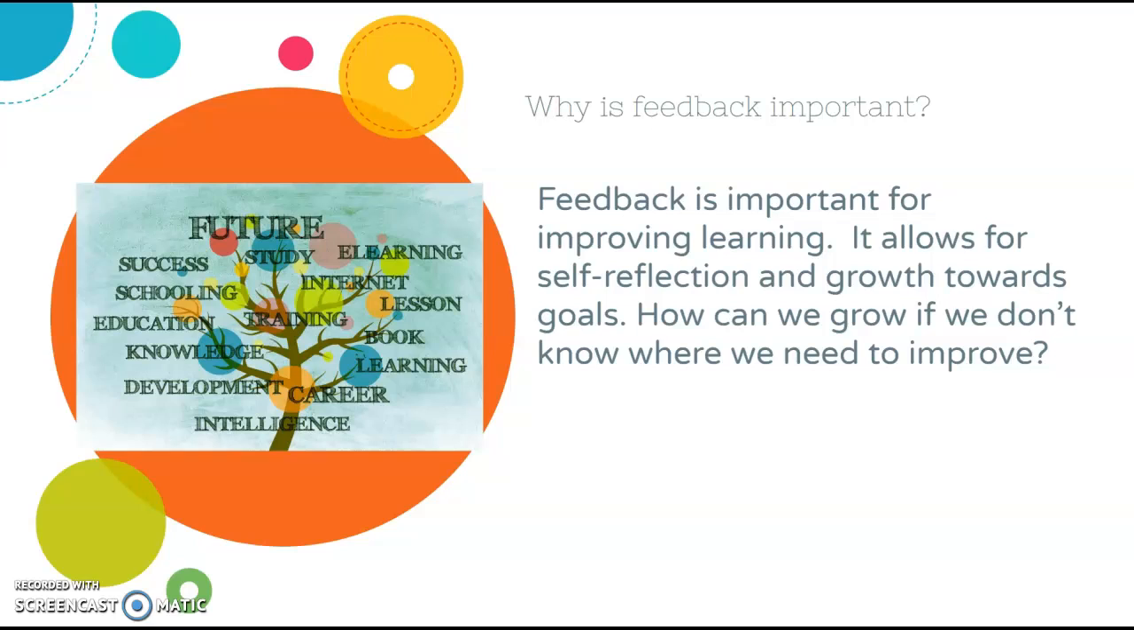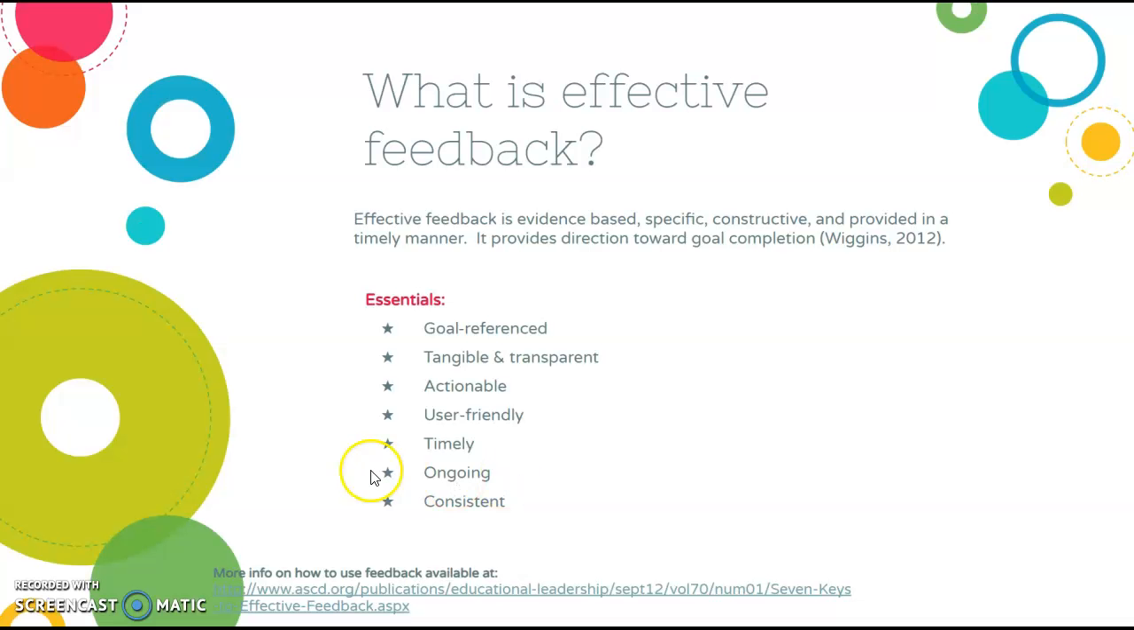So, it's important that those goals are in place for students to know what they're reaching for, what they're working for. I mean, how can we grow as learners if we don't know where we need to improve or where we're headed? So, it's important to have goals established with your students so that you can use feedback to help them achieve those goals. What does effective feedback look like?